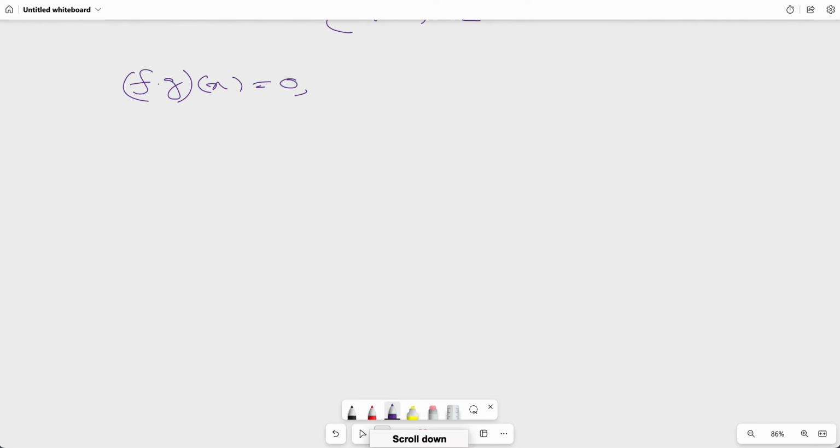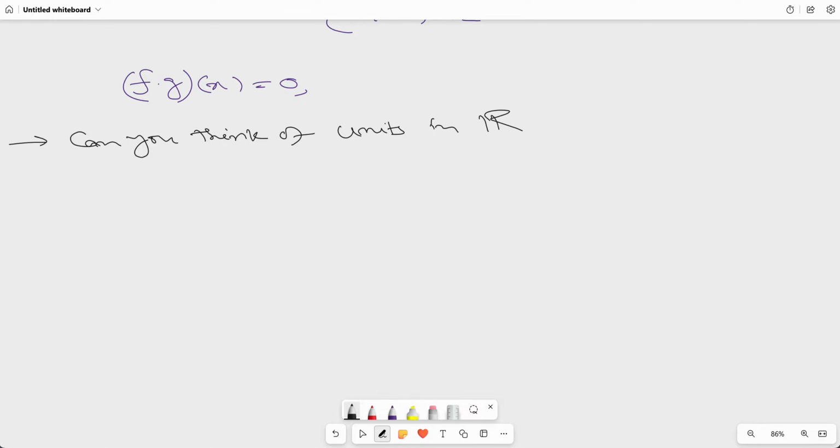So can you think of units of this ring? Can you think of units in R^[0,1]? What is R^[0,1]? It is basically the functions from [0,1] to R. So what are the units? Suppose f is a unit.